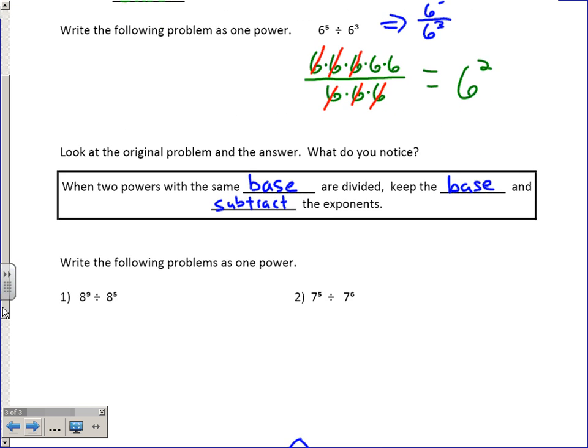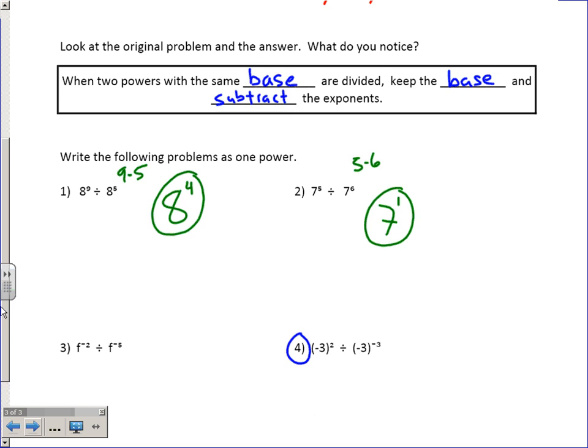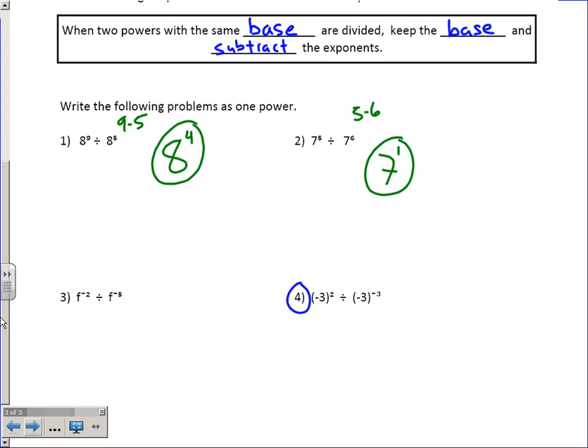Okay, number 1. Same base, so we can do this. We can write it as 1 power. We keep the base, and then we subtract the exponents. So that's our new power. We aren't evaluating, we're just keeping it. 7's our base, and we just subtract the exponents, and that's our new exponent. All right, I want you to pause real quickly and do 3 on your own. So go ahead and pause right now and do that on your own.